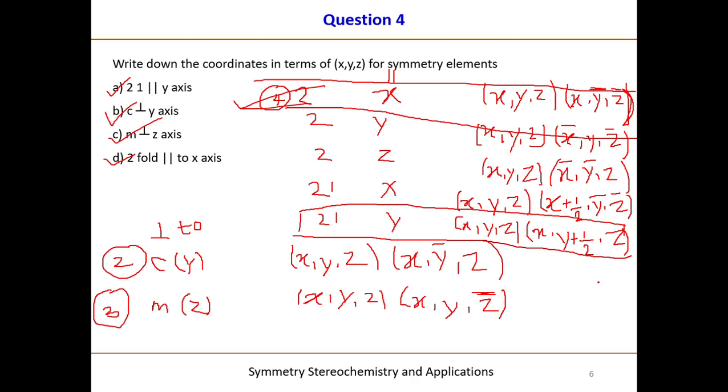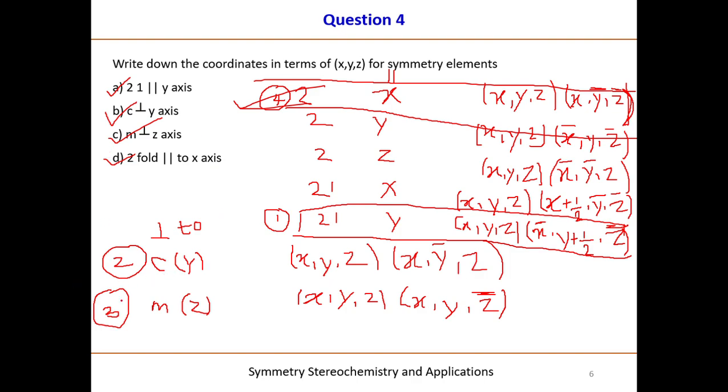This is the answer for the first one. And the second question was: C is perpendicular to y axis. So we have seen here, if C is perpendicular to y axis, in terms of x, y, z coordinates, we have to write x, comma, y bar, comma, z. So this is the answer for the second question.